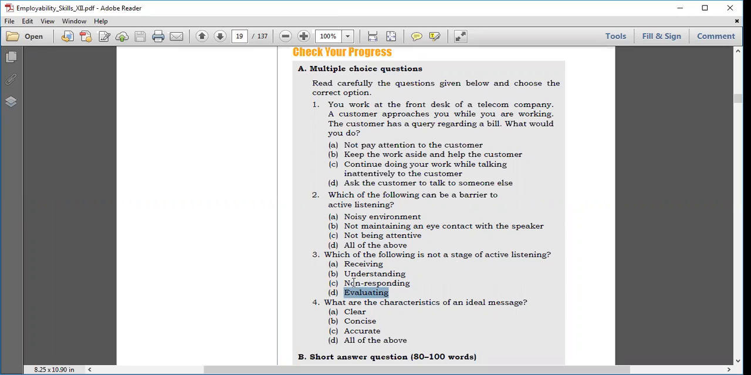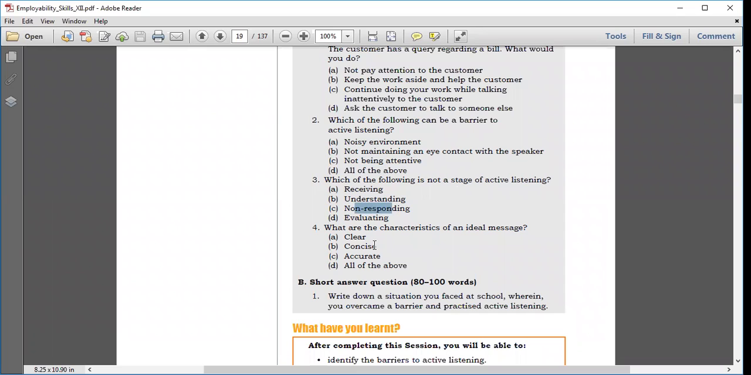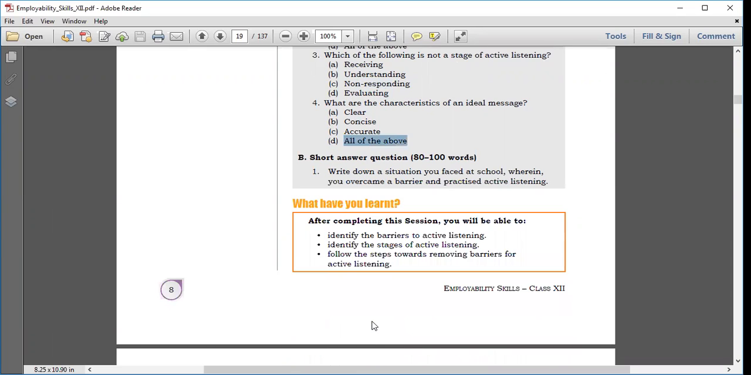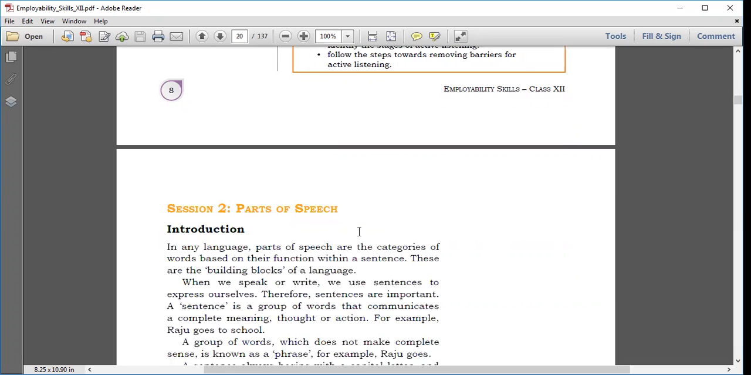Right? So इसमें non-responding नहीं है, बाकी सारा है. Characteristics of an ideal message: clear, concise, accurate. All of these. It's all of these. Fine. Now, see, such kind of questions can also come. Write down a situation you faced at the school wherein you overcame a barrier and then practiced active listening. So you have to write something where you removed a barrier and you practiced some kind of active listening, right?